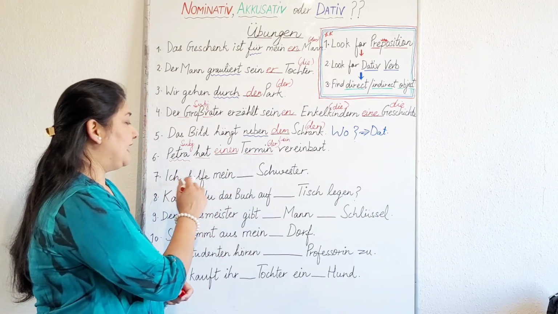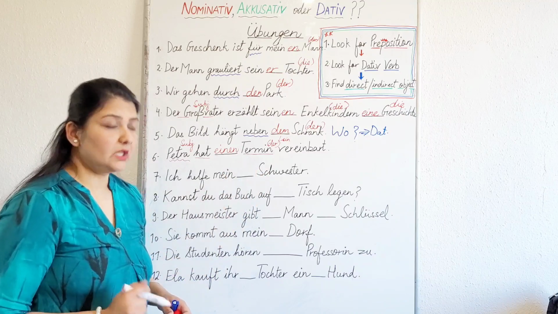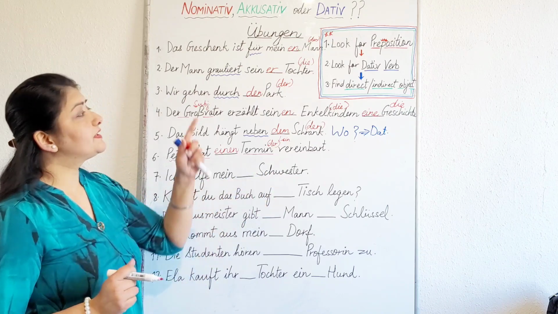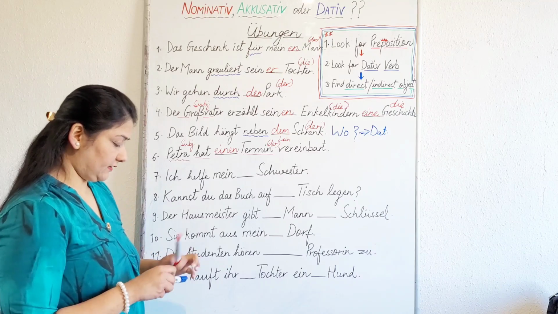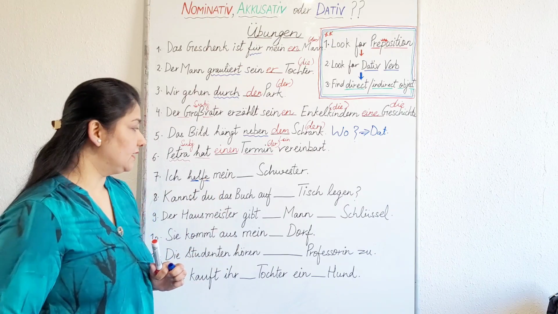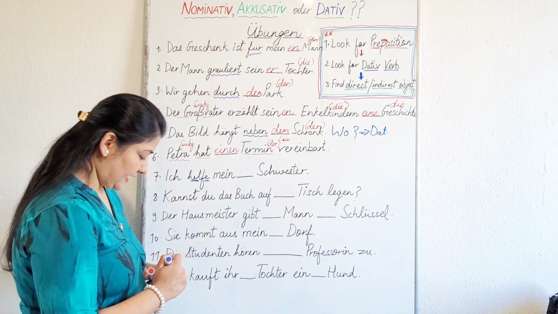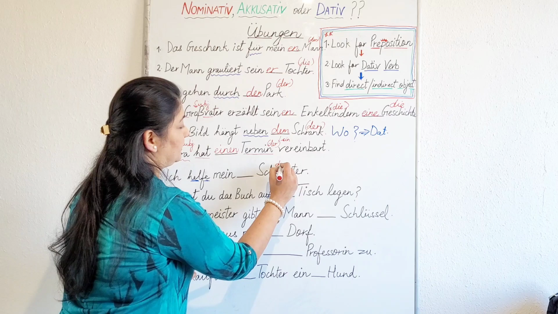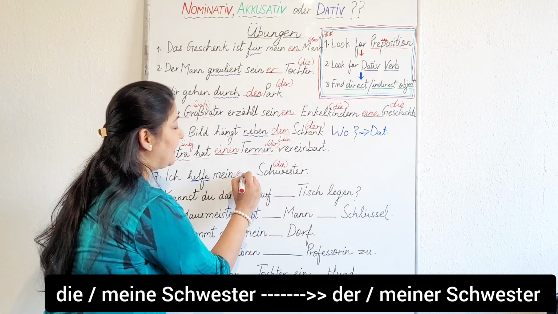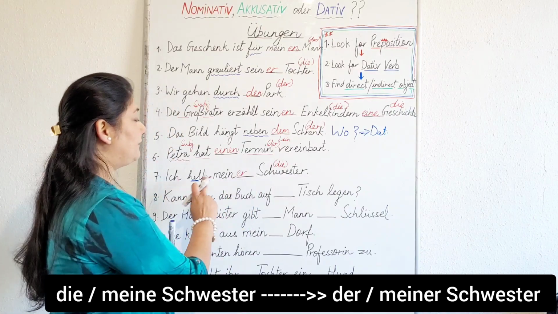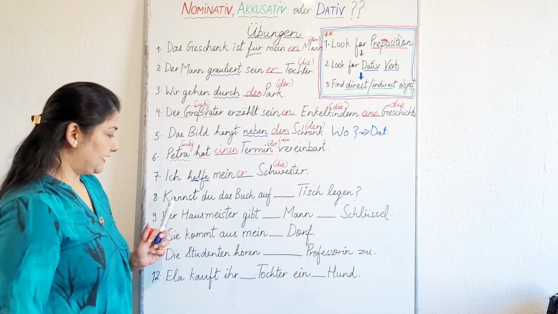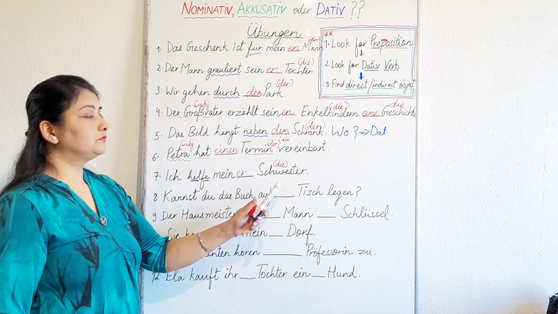So, der nächste Satz: Ich helfe meiner Schwester. So, step 1, is there any preposition? No preposition. Step 2, is there a dative verb? Yes, there is a dative verb. So, what is it? Helfen. Helfen is Dativ Verb. Helfen ist das Verb mit Dativ und deshalb wird Schwester, die den Artikel die hat, zu der dekliniert, oder zu meiner. So, ich helfe meiner Schwester. Der nächste Satz: Kannst du das Buch auf den Tisch legen?